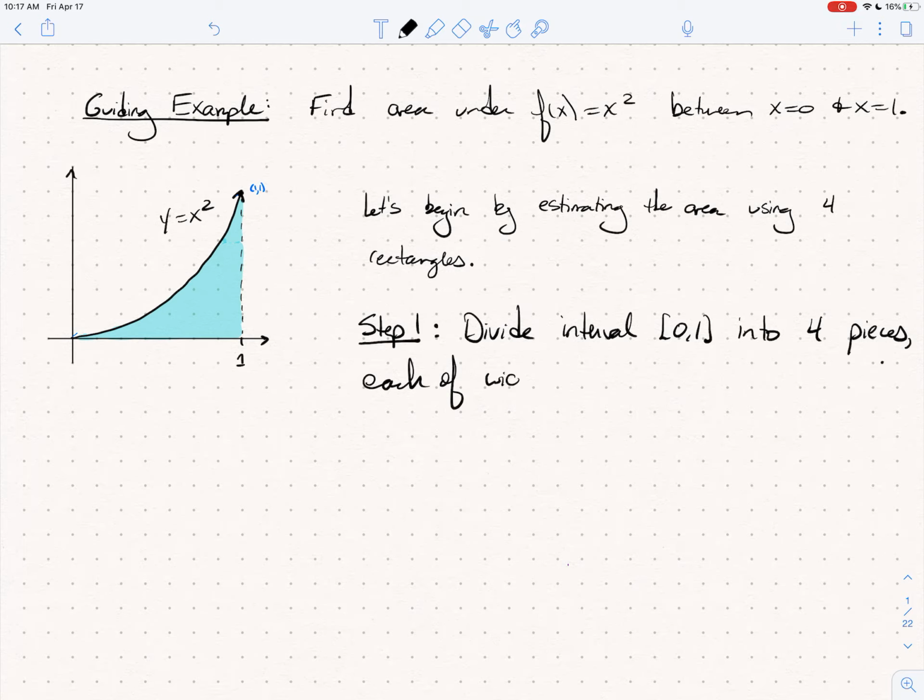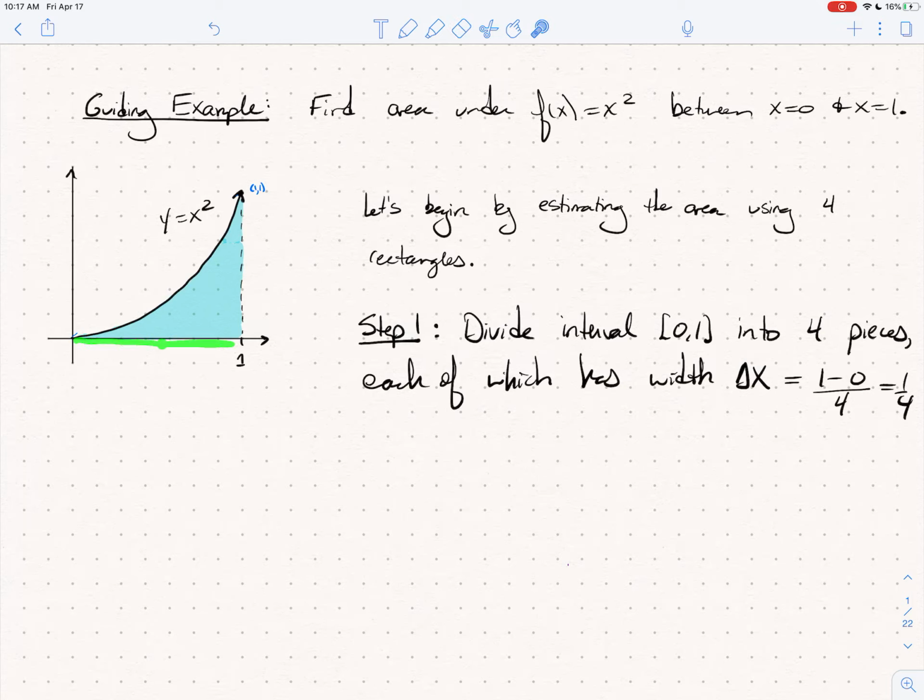each of which has width delta x. We're going to use the Greek letter delta here, delta x. And delta x is always 1 minus 0 divided by the number of rectangles, so it's going to be 1/4 in this case. So let me show you what we're talking about.